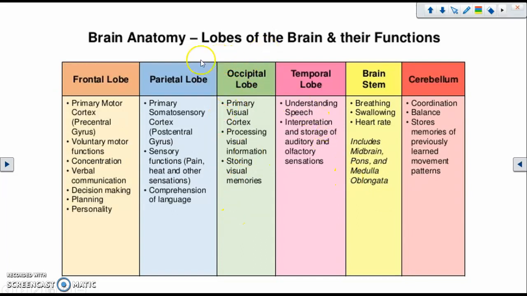Occipital lobe, vision primarily. Parietal lobe, again, general sensations. And then frontal lobe, voluntary and involuntary movement. This is also where most of your higher cognitive skills are: decision making, planning, personality. This is one of the reasons why, if you have a lesion in your frontal lobe, you have personality problems.